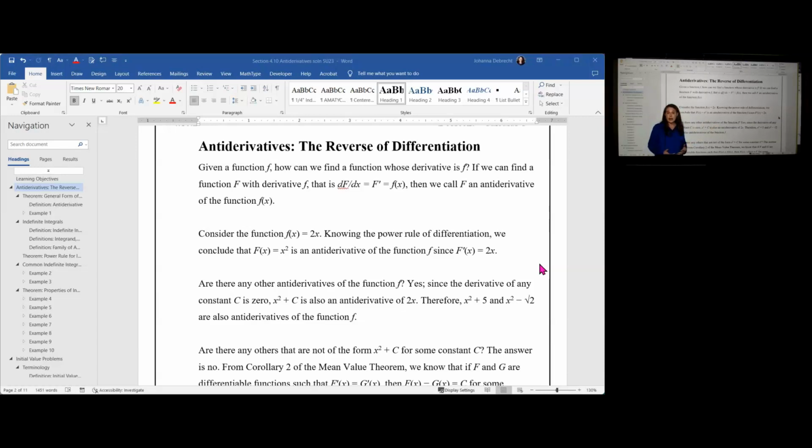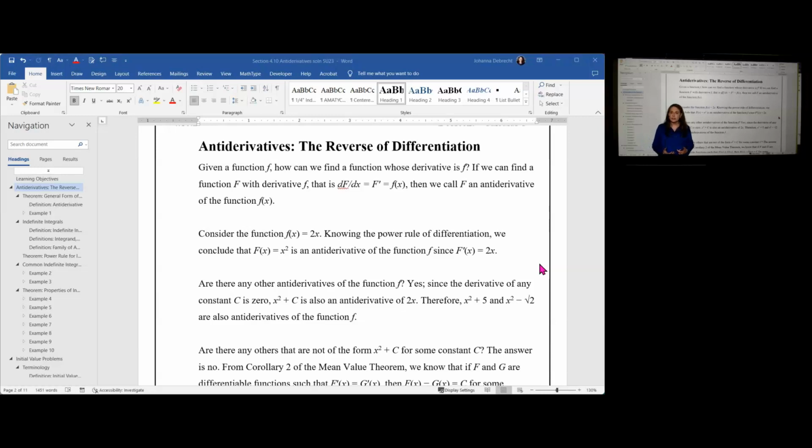And the answer is yes, there are in fact infinitely many. Since the derivative of the constant gives you 0, x squared plus any constant real value is also an antiderivative of 2x. So x squared plus 5 and x squared plus the square root of 2, or x squared minus the square root of 2, or x squared plus pi are all antiderivatives of the function 2x.